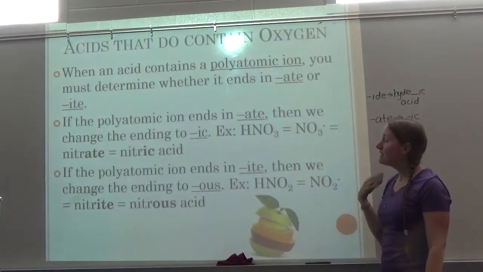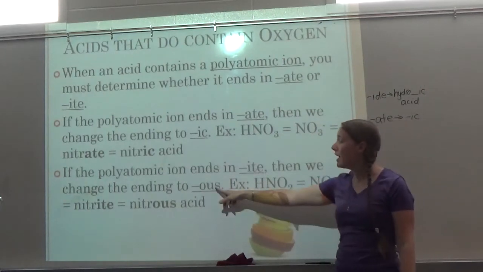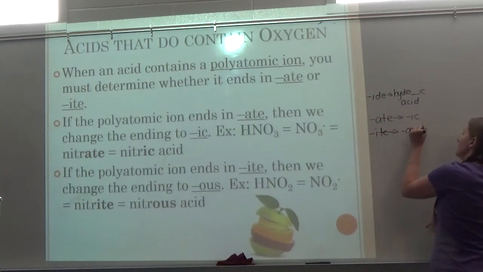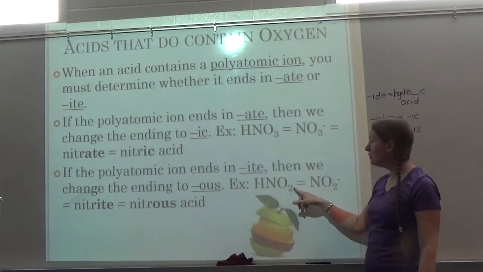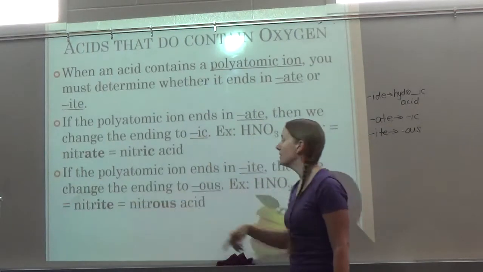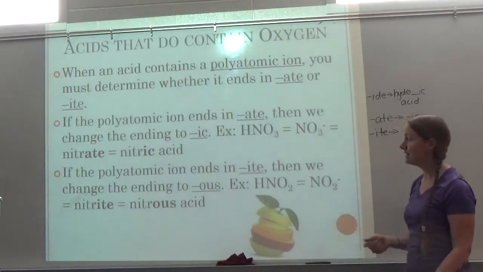If a polyatomic ion ends in "ite", then we change the ending to "ous", O-U-S. So "ite" goes to "ous". So HNO2, NO2 is on your polyatomic ion sheet. It's nitrite, so it becomes nitrous acid.